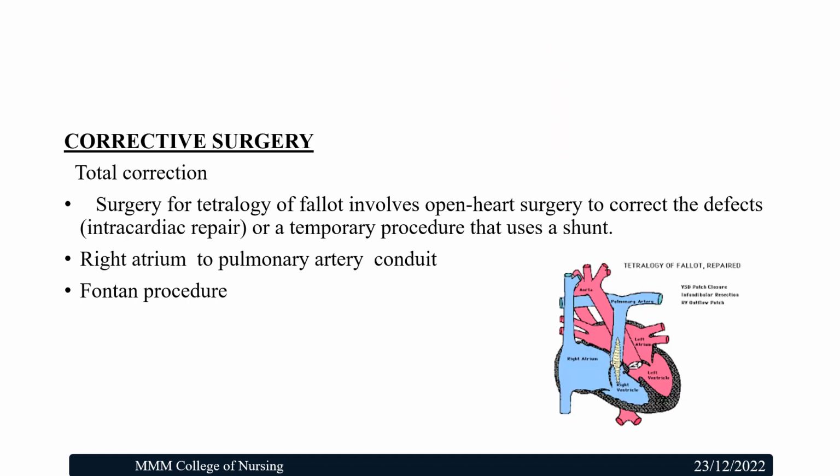Coming to the corrective surgery, that is the total correction, it is called intracardiac repair. It involves open heart surgery which corrects the defects, or a temporary procedure that uses a shunt. The shunt or the conduit is created between the right atrium and the pulmonary artery. The conduit procedure is otherwise known as a Fontan procedure.